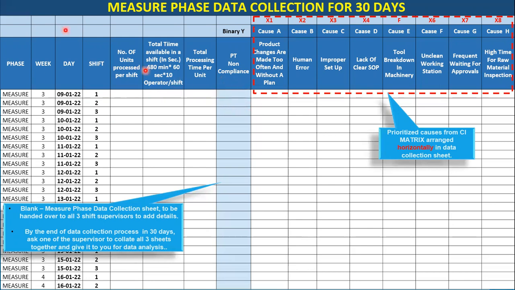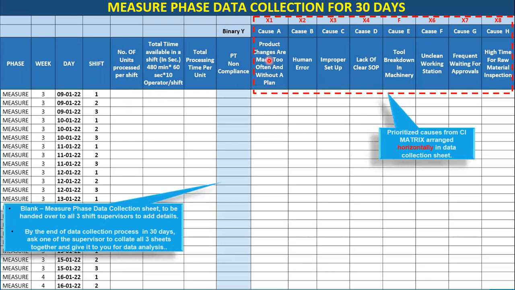Right now we're just looking into the template. So this is the column of PT non-compliance, which is binary. Why binary? In the sense of non-compliance and compliance, there are only two options. So that is why it's binary, 1-0. That's what we call it. So it's a PT non-compliance, either NC or C. We are going to put it based on the number of units produced, right?